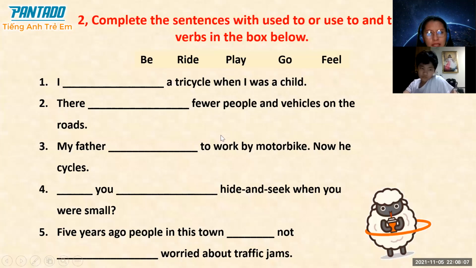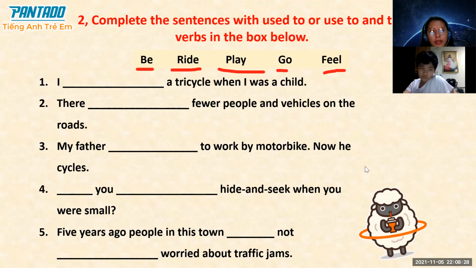As we can see, there is an example here. What are the verbs above? Be, ride, play, go, and feel. For example, in number one, I blank a tricycle when I was a child. It will become, I used to ride. Since when I was a child it was a long time ago, you will use I used to ride.